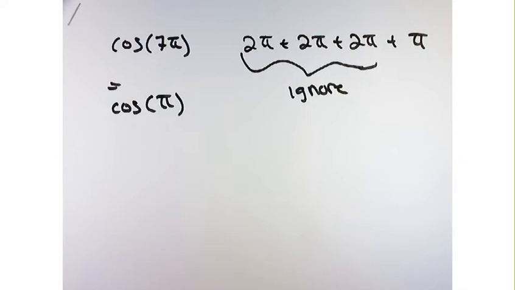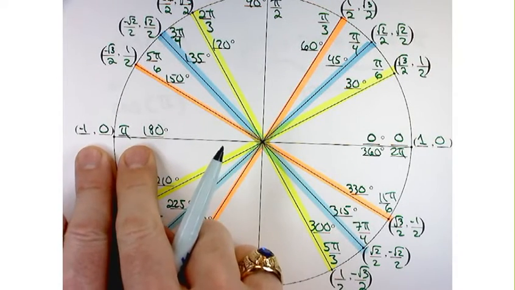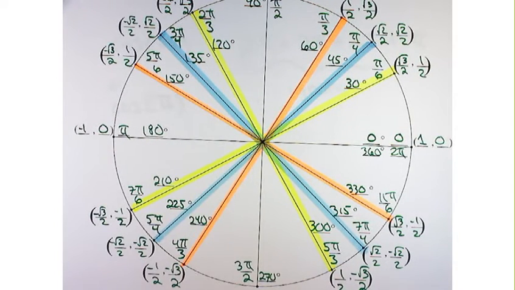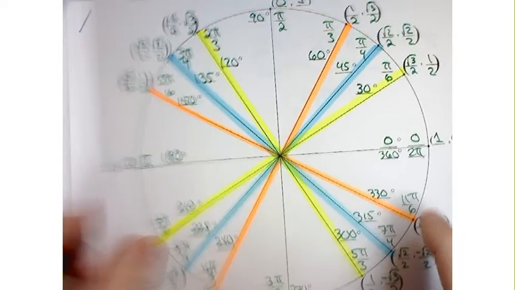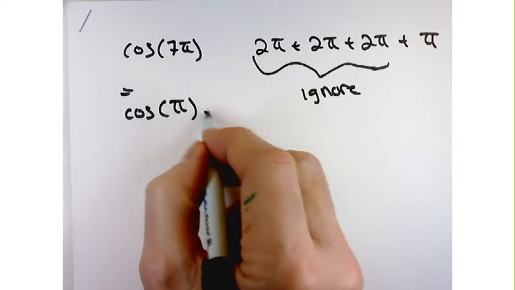Now, what angle is pi? Where does that put me on the unit circle? It's 180 degrees. So it puts you over here, going back to our unit circle. What's the cosine of pi? Nico? -1. Yeah, thank you. -1. Awesome. So cosine of pi and cosine of 7 pi, those are the same thing. That's going to be -1.